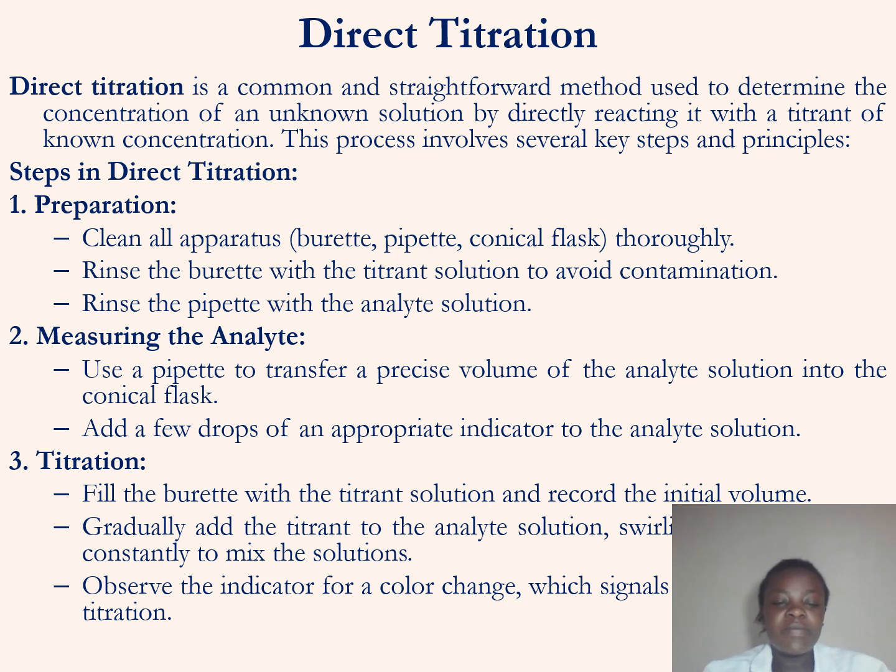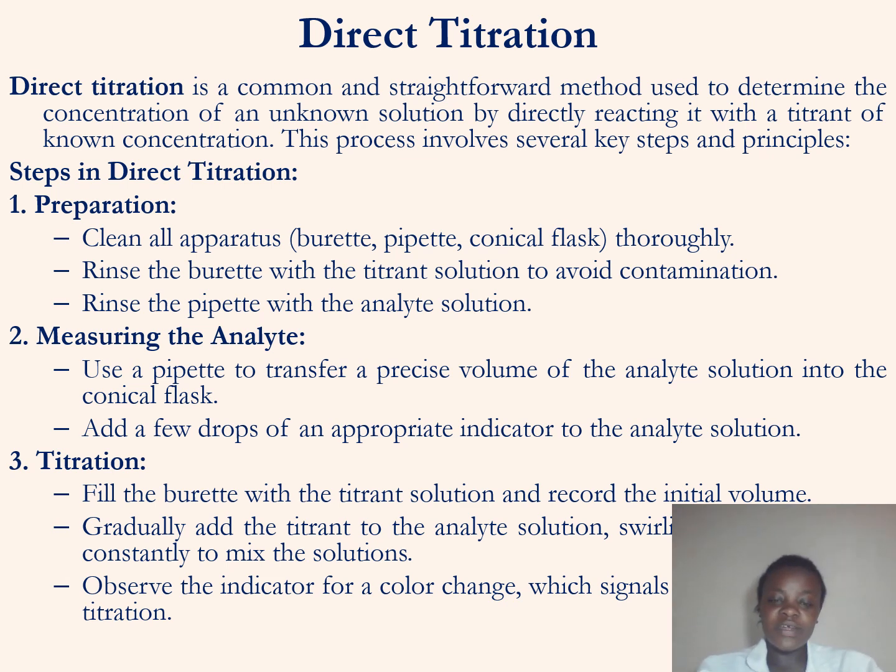Step number two, we measure the analyte. How do we measure the analyte? We use a pipette filler to add the analyte to the pipette. Then we transfer this analyte or this solution to what? To the conical flask. Then add a few drops of an appropriate indicator to the analyte. 2-3 drops are enough. Step number 3 is now the titration itself.